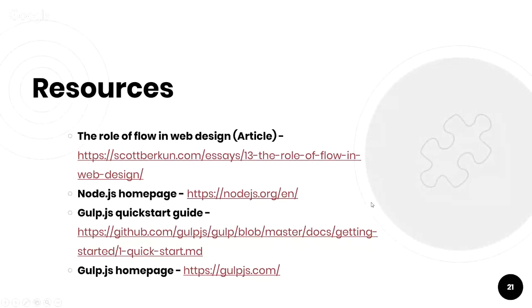The first link is an article that explains the role of flow in web design. So if you're not that much into web design, don't worry. It barely mentions web design at all. This is more of a general view on the flow concepts. Next, we have the Node.js homepage. There you will find useful tips on how to get started with Node.js and npm. Also, that's where you'll find the link for downloading Node.